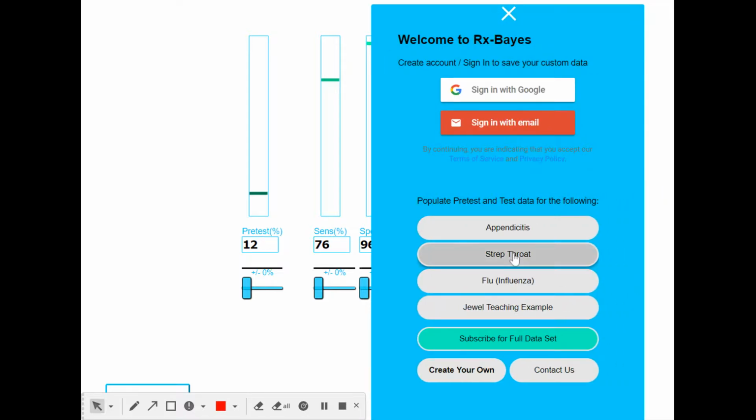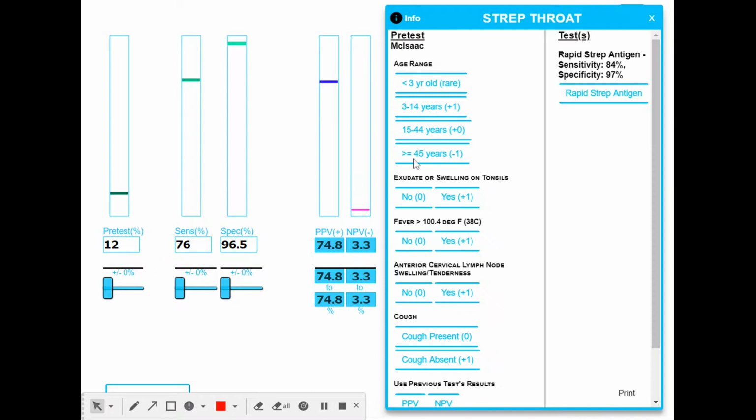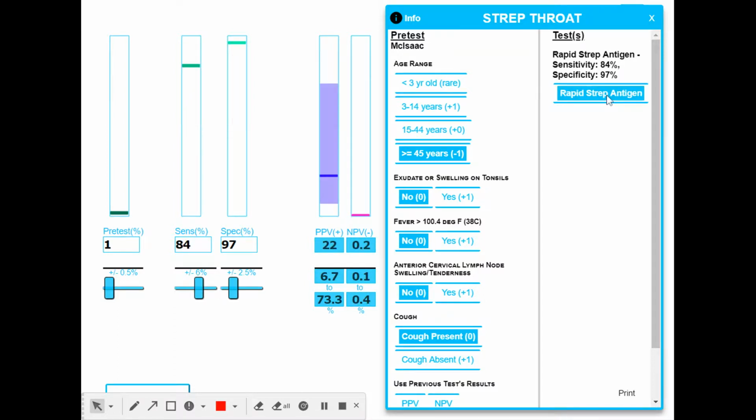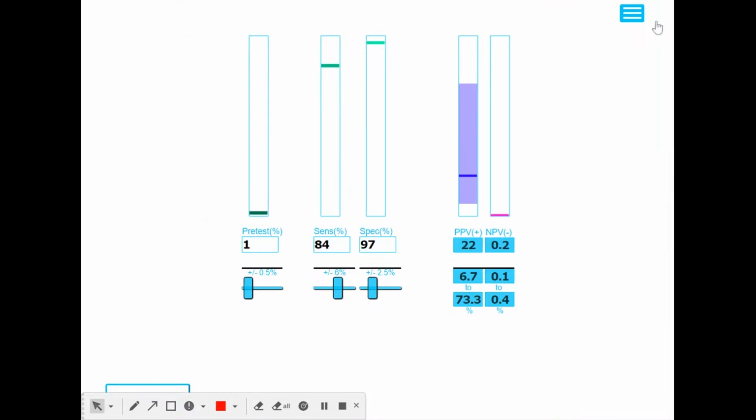We'll go through one example of strep throat. If you imagine that you have a 45-year-old patient who has a sore throat but does not have any exudate, does not have any fever, does not have any lymphadenopathy, and does not have a cough, but suppose the nurse or MA, for whatever reason, according to protocol, ends up running a strep swab on their throat, you can see that even if the swab is positive, the post-test probability is only 22%. That's not really actionable and indicates the test probably shouldn't have been done in the first place.